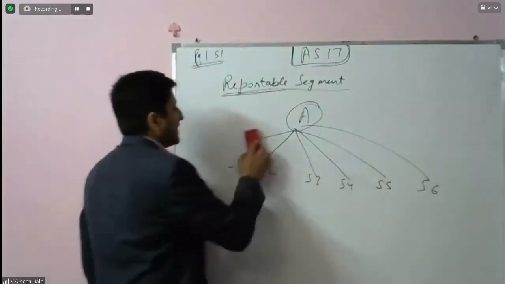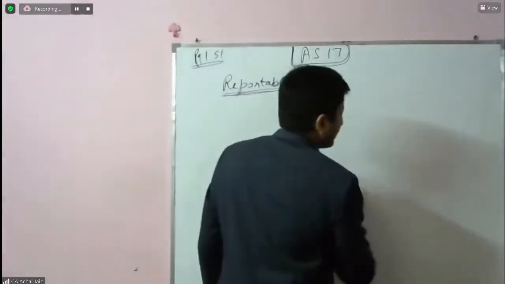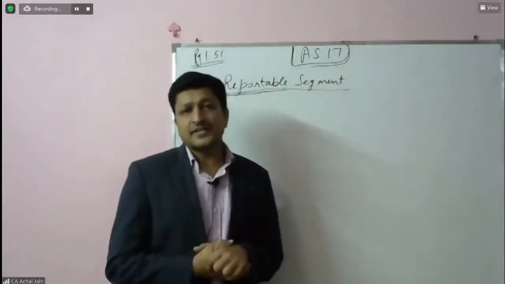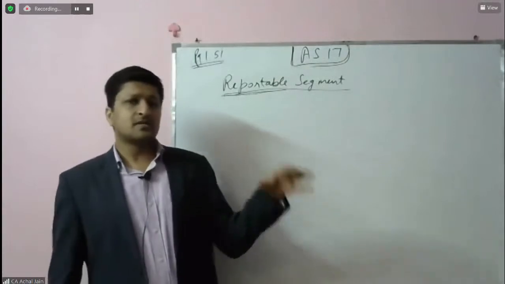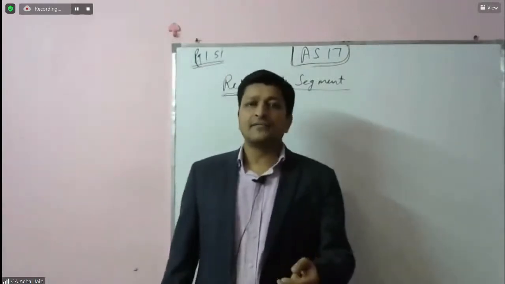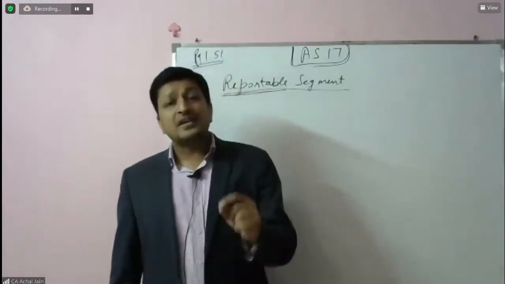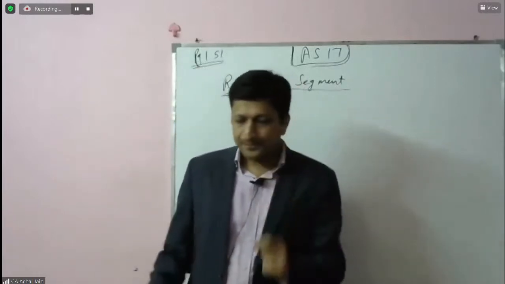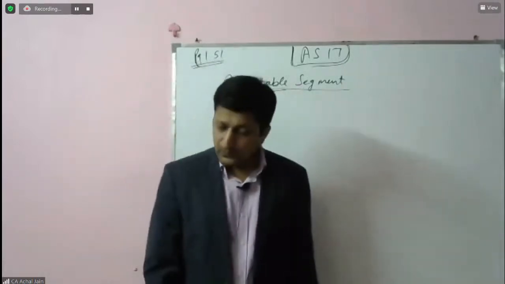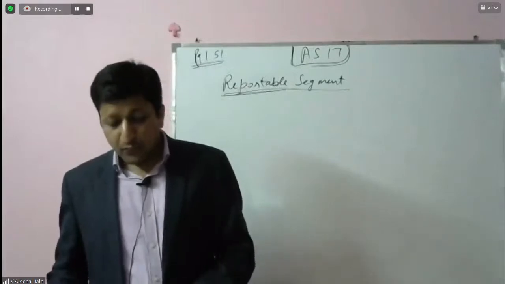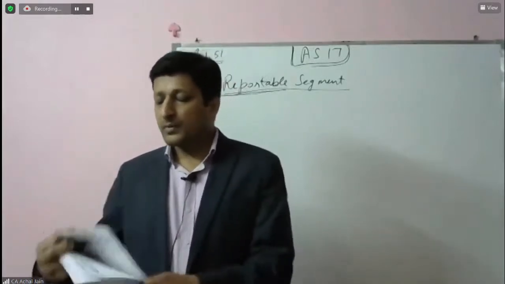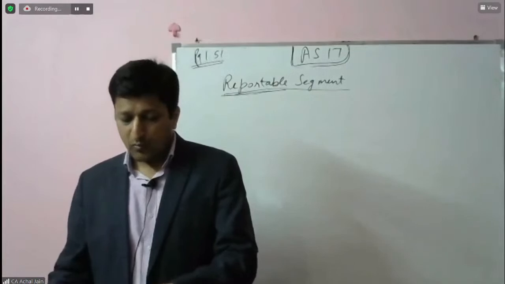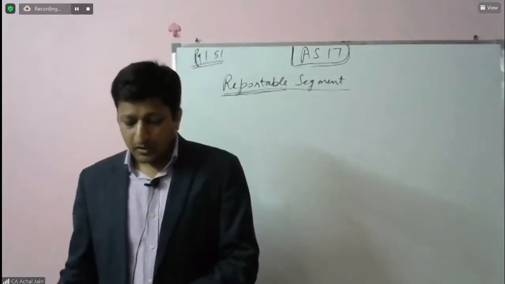So you can say it's step number 2. The first step for us therefore is what? To identify the segments on the basis of business or the geographies. Once the segments are identified, then the next step is to check whether those segments will become reportable or not as per the requirements of IAS 17. Okay. So now let's understand what is this criteria of a reportable segment as per IAS 17. So we can now move on to this criteria for a reportable segment.